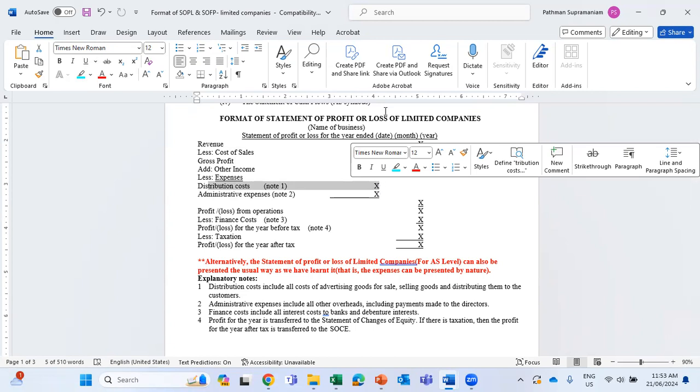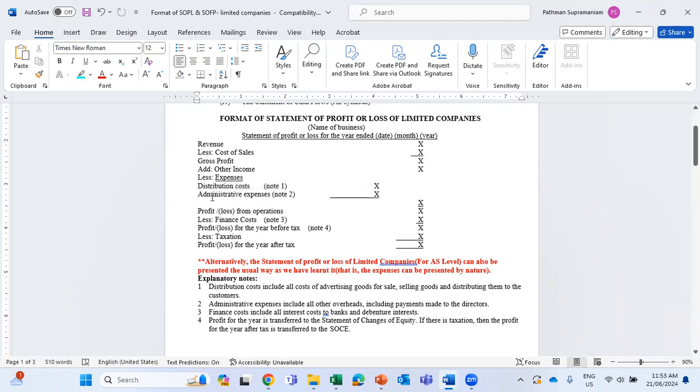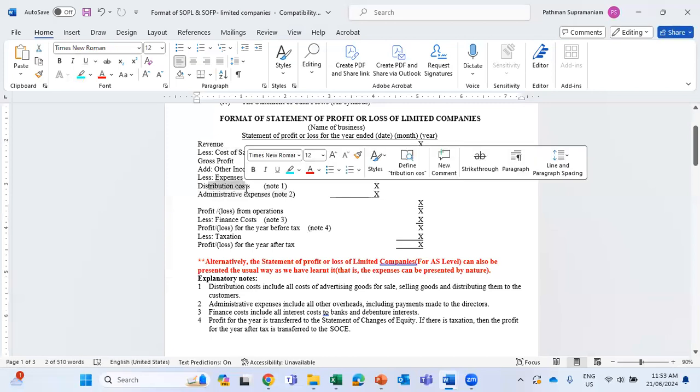So you don't really have to worry, because if something is quite vague, the question will tell you to classify this under admin or classify under distribution. Later on in another class, I will show you an example.